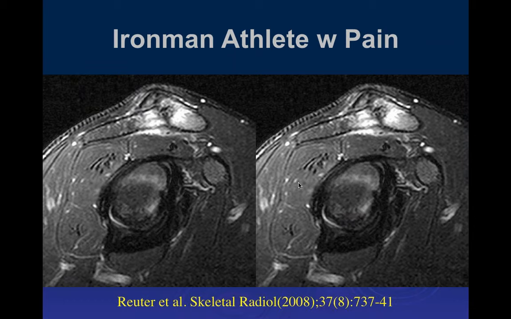Got an Ironman athlete with pain. We got two sagittal PD fat-sat images of the shoulder. Again, we see a lot of edema at the AC joint on both sides. And then also the CC interval, there's not much edema, but I don't see it. Yeah. So again, you're worried about at least a type 1 AC injury given the patient's mechanism of injury.